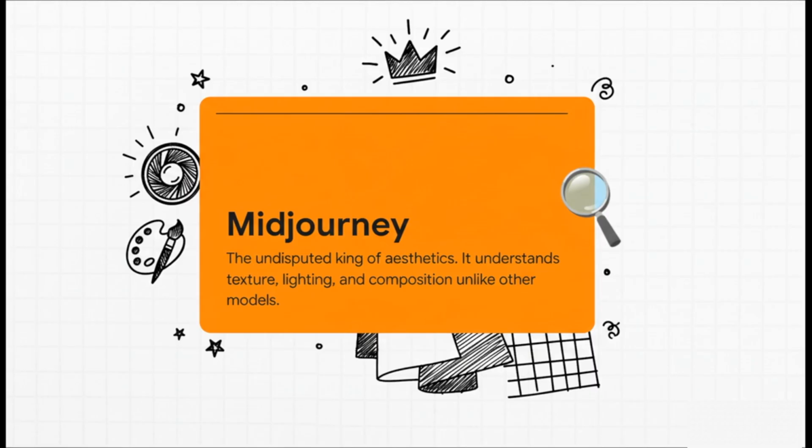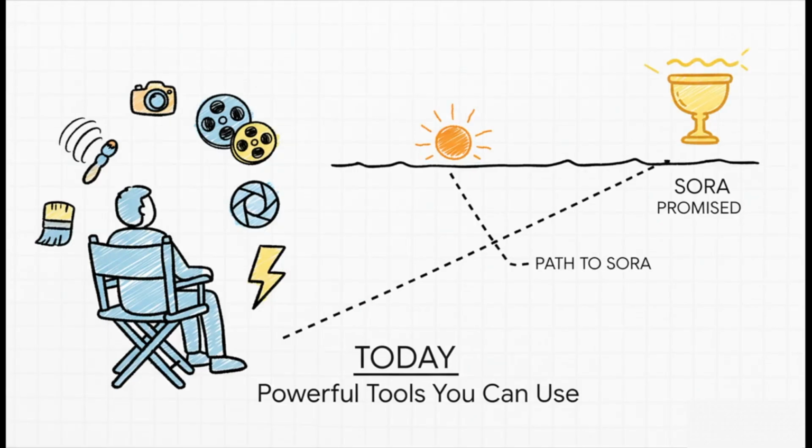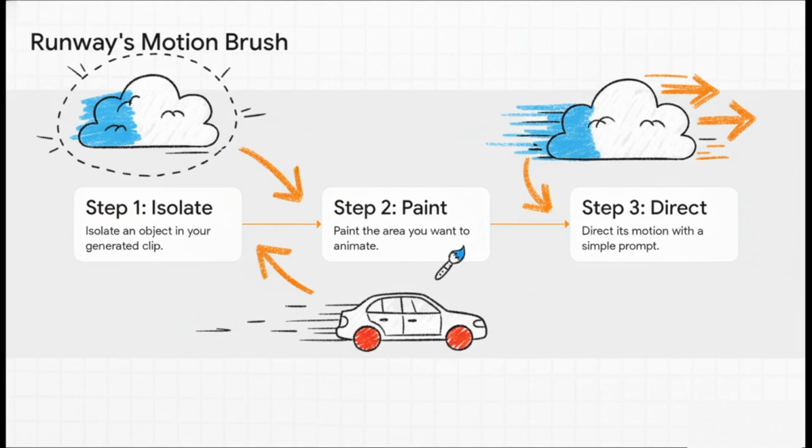Okay, now for the holy grail of creation, video. We've all seen the amazing demos for OpenAI's Sora, and yes, it's coming. But here's the thing. There are incredibly powerful tools you can use right now that give you an insane amount of creative control. And this is where things get really wild. Check out this workflow from a tool called Runway. They have this feature called the motion brush, and it basically lets you become the director of the animation. You can, like you see here, just isolate an object in your clip, paint over the area you want to move, and then tell it what to do with a simple prompt. That kind of granular control, that's what separates a toy from a professional creative tool.